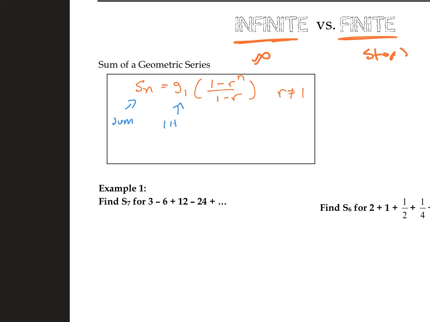That is your first term. R is your common ratio. And n is your number of terms. So just a little bit of looking at it, and we're good to go.